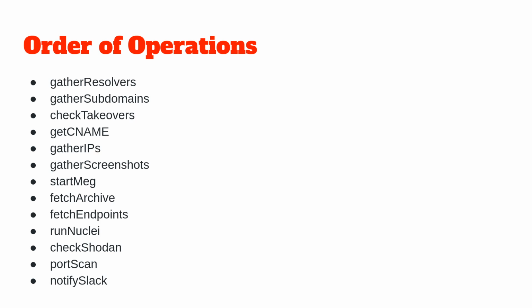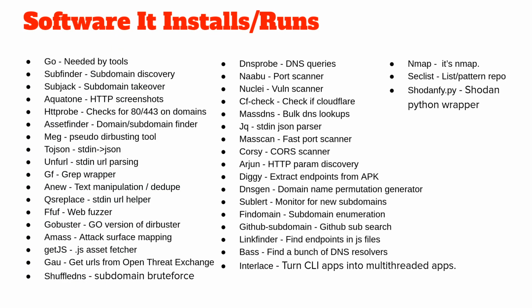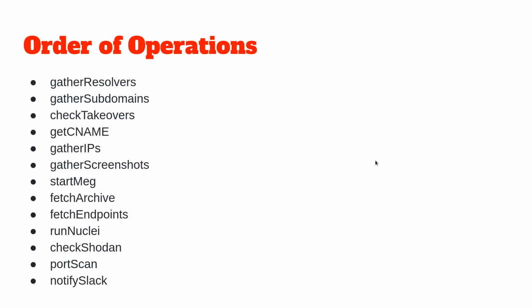Gather screenshots of stuff you can navigate to. Start Meg, which was, sorry, I forget. Meg was a distributed dirbusting tool, right? So start doing dirbusting, fetching more of the data from the application and the results of some of the previously run tools. Fetch the endpoints was looking for things like API endpoints that the websites might have that this thing is hosting.